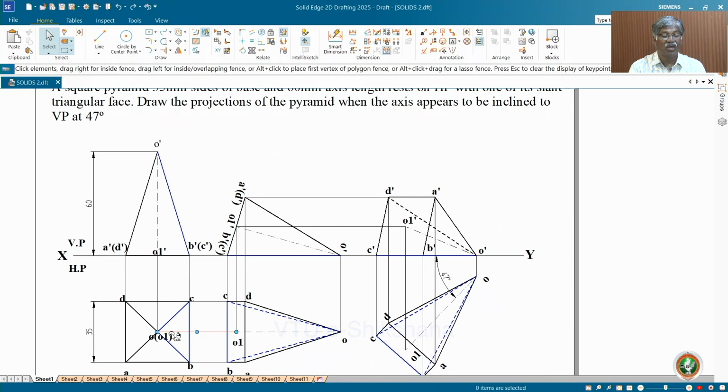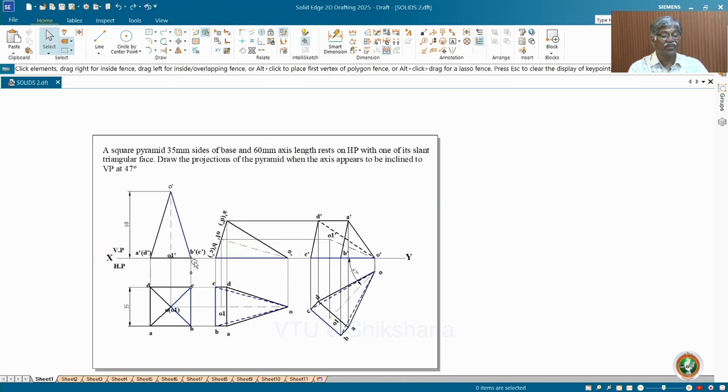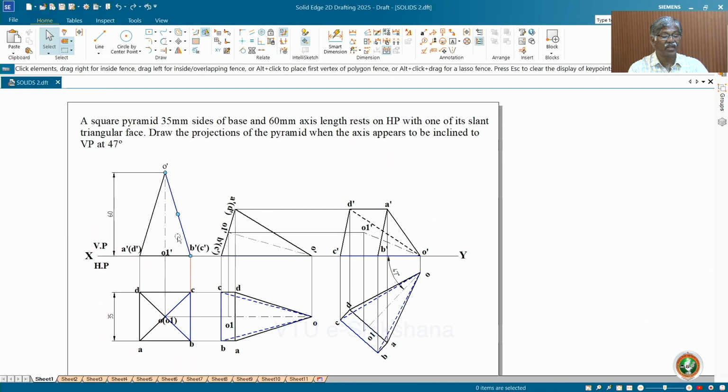I will tell you how the problem starts. So at the end I will show you. You always prefer to have VO. Now the figure is redrawn to place the slant face on HP. So here let me give some idea about this particular problem.